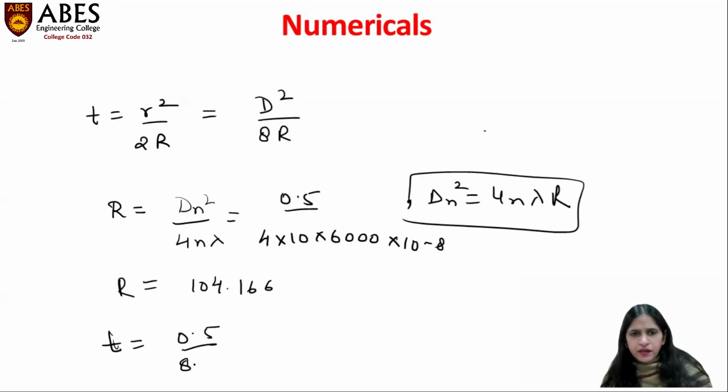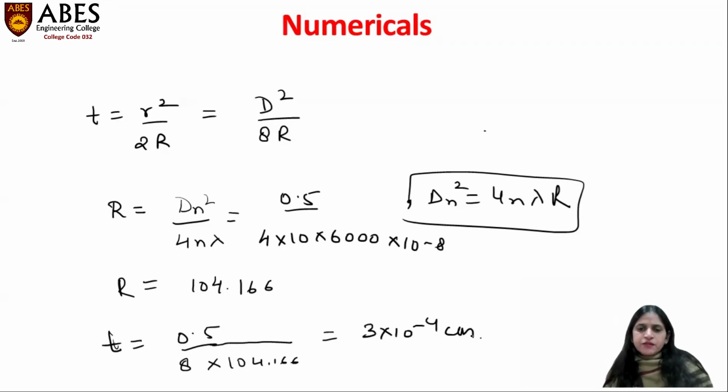0.5 upon 8 into R is 104.166. So after solving, what we get? We get 3 into 10 to the power minus 4 centimeter. Okay, so in this manner, we can calculate both thickness and the R in the numerical.